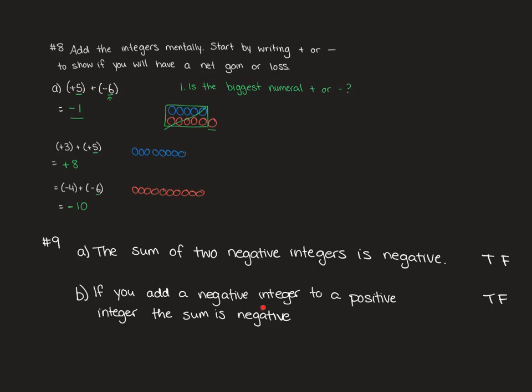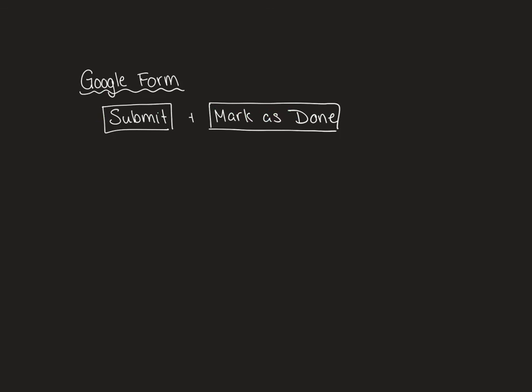For question B, if you add a negative integer to a positive integer, the sum is negative. Well, here we have a negative integer and a positive integer. We got a negative. So just from this example, it might seem true, but you need to go and look at every single one of them. Will it always be true? If it is not always true, you need to circle false.